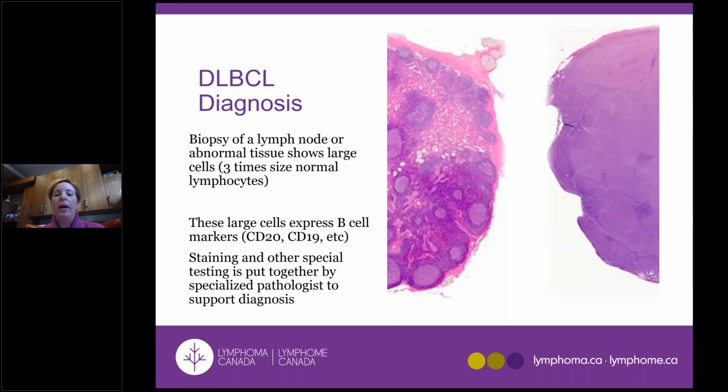And when we biopsy that lymph node, we see large cells in diffuse large B-cell lymphoma that are often quite diffuse, and that's where the name has come from. These large cells express common B-cell markers such as CD20 and CD19, and we'll talk about the relevance of those two markers later. When the pathologist receives the lymph node, whether it's a whole node or a piece of the lymph node, they look at it under the microscope for an initial impression and then order stains as well as special testing, something called FISH testing, which we'll also talk a bit more about later. And then they put together the features of all of the special tests to make the final diagnosis.